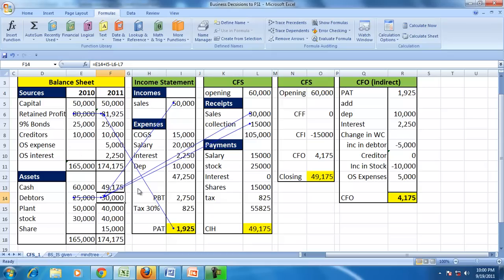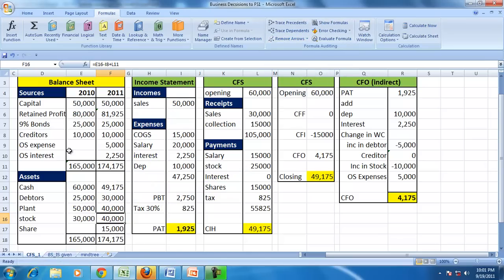So most of the items on the balance sheet, and the changes in the balance sheet, can be seen through the income statement and cash flow statement. For example, plant. The plant change is because of depreciation, which is there in the income statement. Take the case of stock. Stock change is because of the income statement and the cash flow statement. So every item on the balance sheet, the changes in the items can be observed through the income statement and the cash flow statement.